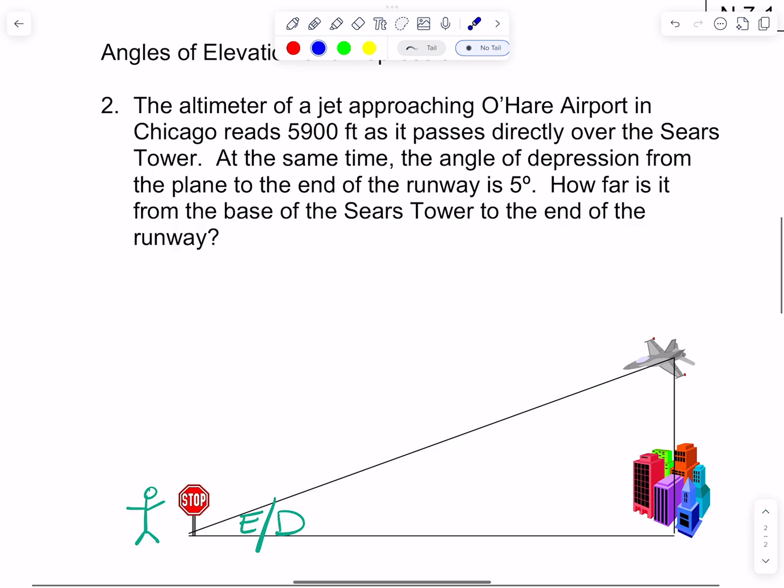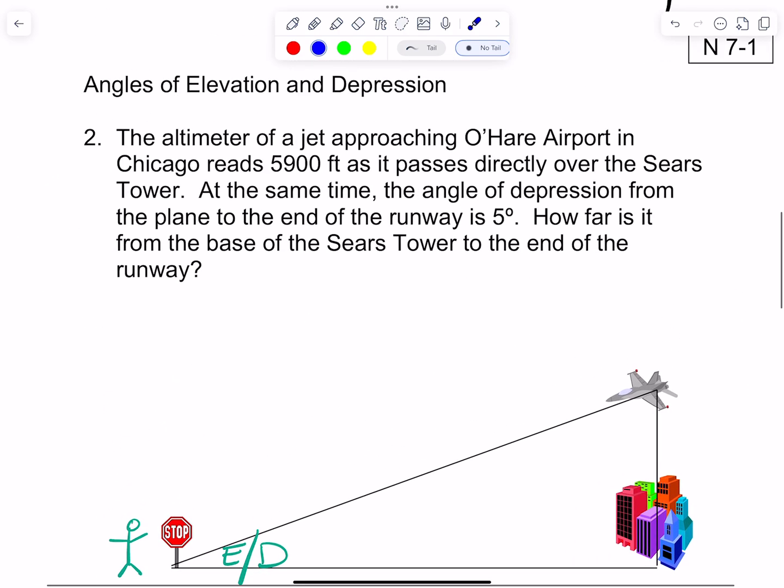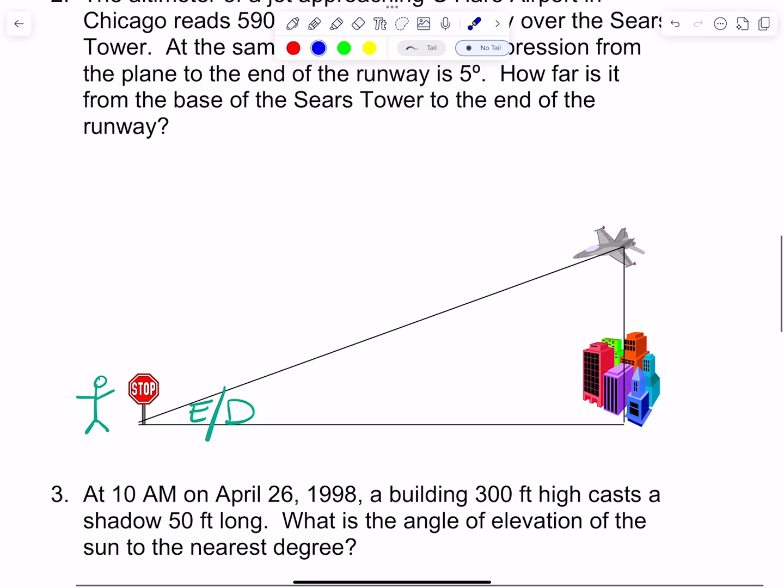I want you to take about a minute. I want you to read that to yourselves. I want you to label with the numbers that they gave you. Go ahead and label that picture.